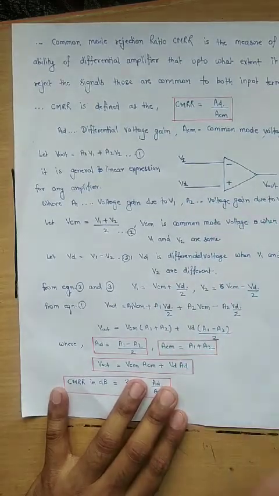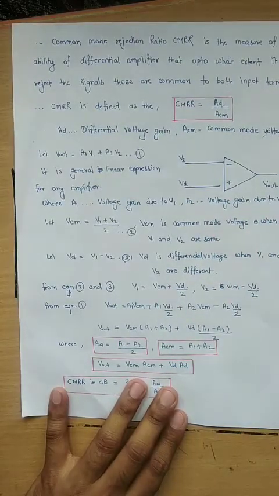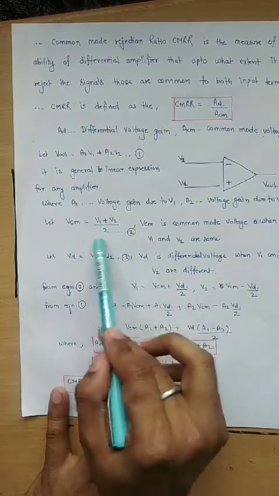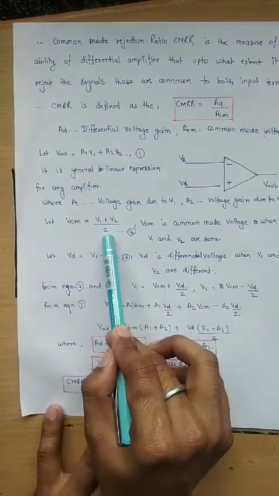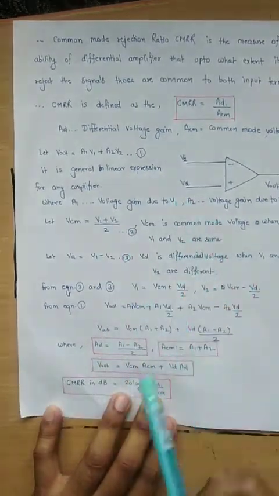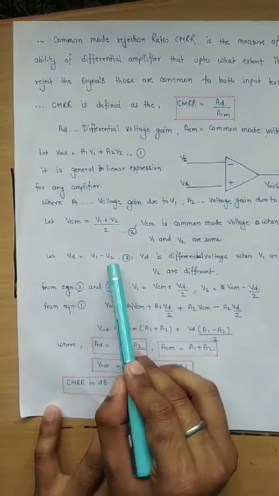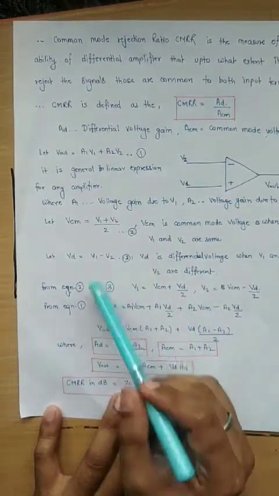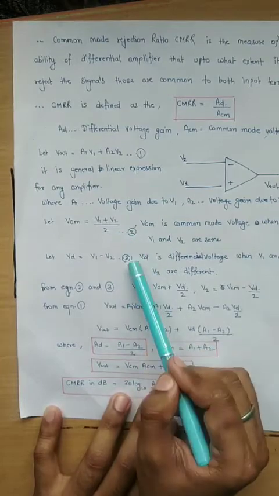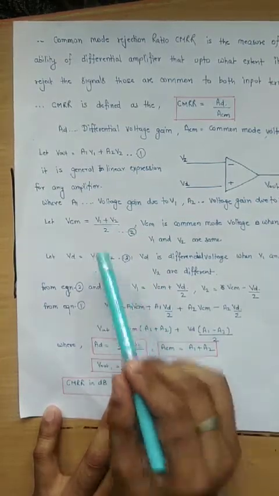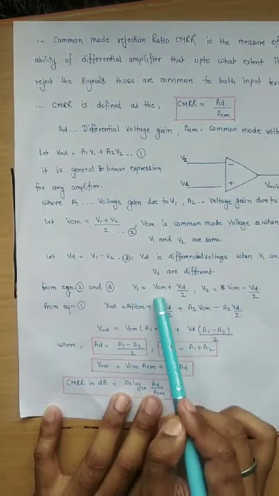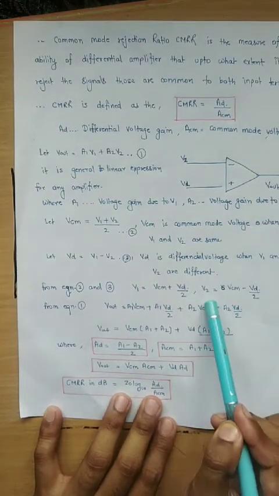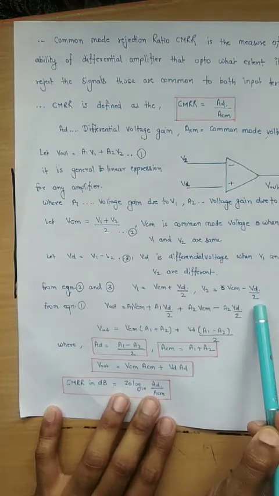Now what is VCM? VCM is common mode voltage. VCM is average of these two voltages, V1 plus V2 by 2. What is VD? VD is difference of these two voltages, V1 minus V2. Now if I solve these two equations, equation 2 and equation 3, I can get the value of V1 and V2. V1 is equal to VCM plus VD by 2. V2 is equal to VCM minus VD by 2.